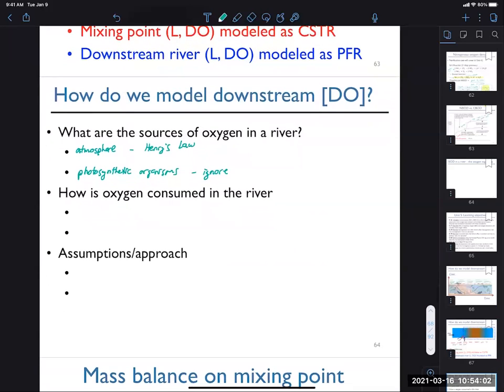How is oxygen consumed in the river? Now, there's cellular respiration. There's also BOD. This is the oxygen demanding material. And this is the one we're going to consider. We're going to ignore this one.